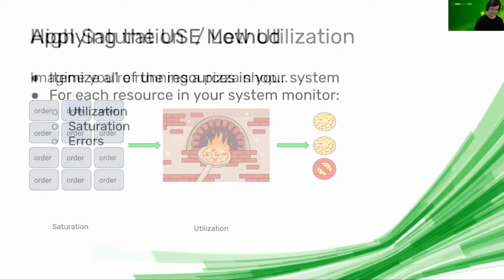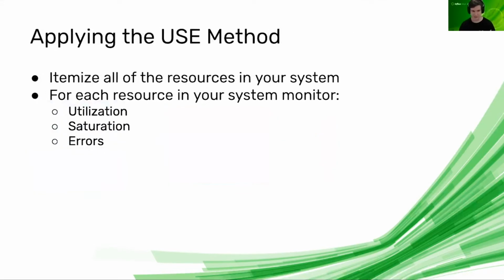So cool. The heuristic or process that you use to apply the USE method is to figure out what all the resources in your system are. These don't have to be just physical resources. They can be software resources like mutexes or thread pools, or they could be my memory or my CPU. You itemize them all, and then for each one of those resources, you look at the utilization, the saturation, and the errors associated with them.